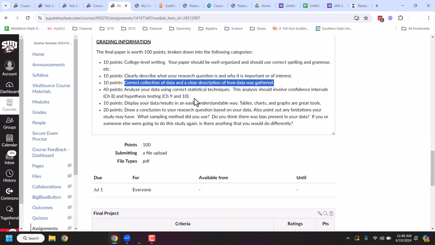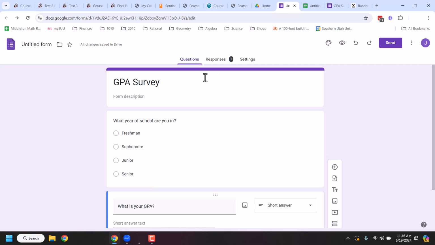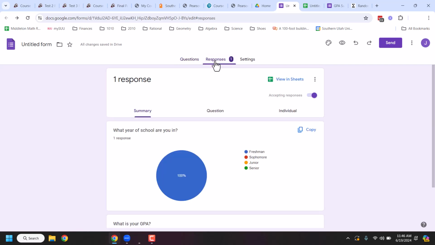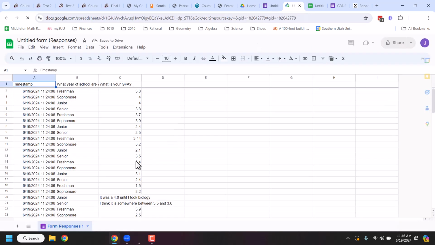And then you want to analyze your data using correct statistical techniques. So if you did a survey, the way that you can see the results of your survey is to go to responses and then click on this button that says view in sheets. And the reason you want to do this is because it's going to give you the raw data that you collected. Now, I just want to preview this with, I didn't actually conduct this survey.